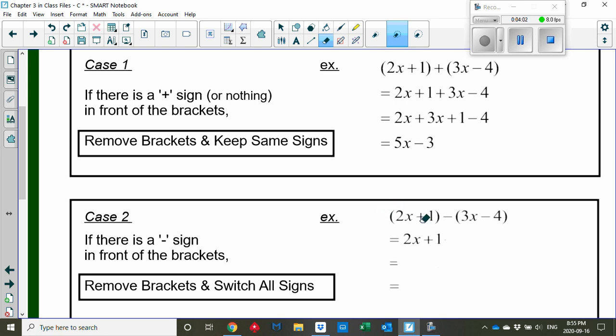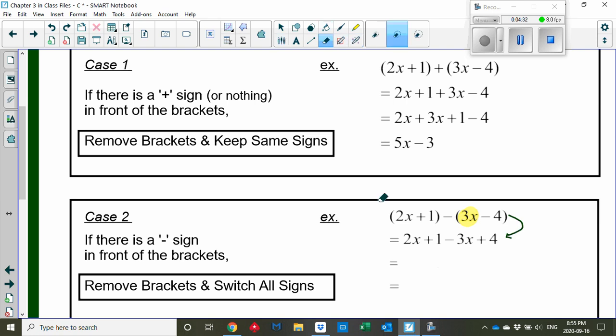There's nothing out front. But since this is a negative, this negative says, hey, you change to a negative, and you change, because you're a negative, to a positive. Each of these change. Now, the key is this was a positive 3x, so it becomes a negative 3x. This was a negative 4, becomes a positive 4. And this is the only new step from 3.6.